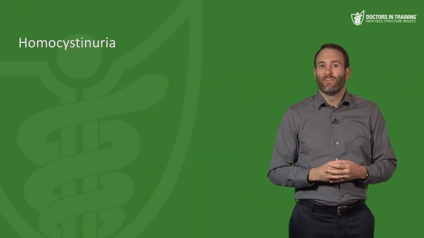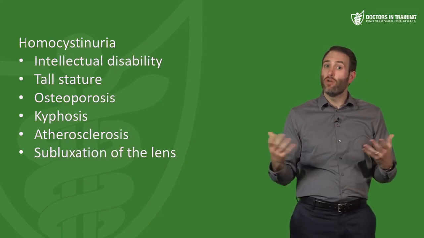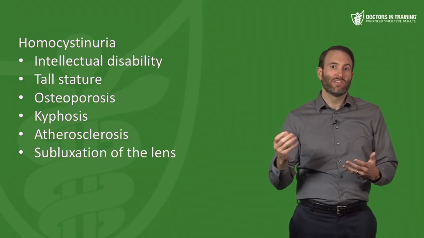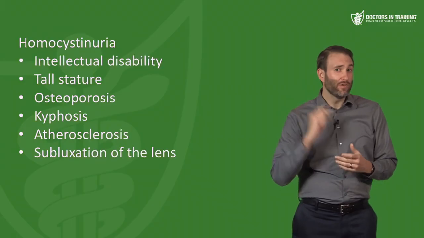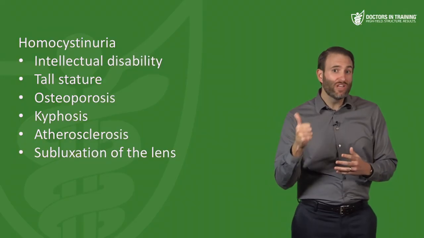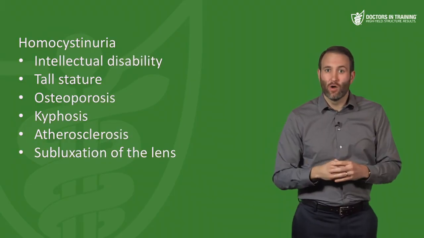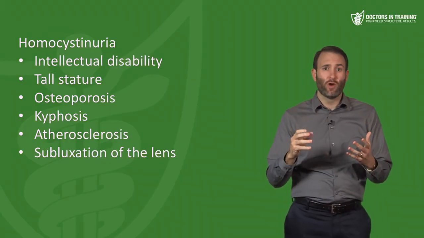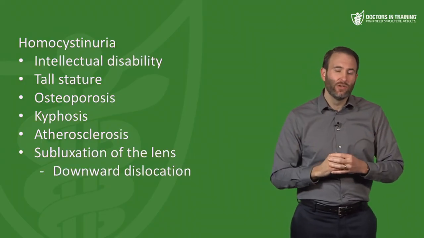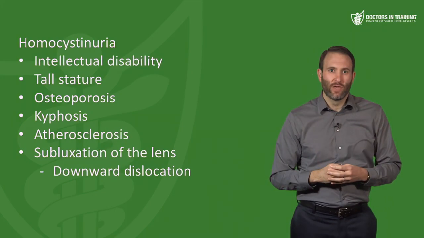So what are the clinical manifestations of this? Well, in addition to homocysteine in your urine, these patients will have intellectual disability, tall stature, osteoporosis, kyphosis, atherosclerosis, and subluxation of the lens of the eye. Now, in what other disorder might you have that subluxation of the lens? Well, think of Marfan syndrome. So two genetic disorders where you're going to have that lens subluxation. Now, homocystinuria and Marfan syndrome are still a little bit different. The one difference between the two is that we see a downward lens dislocation in homocystinuria, and then in Marfan syndrome, we see an upward lens dislocation.